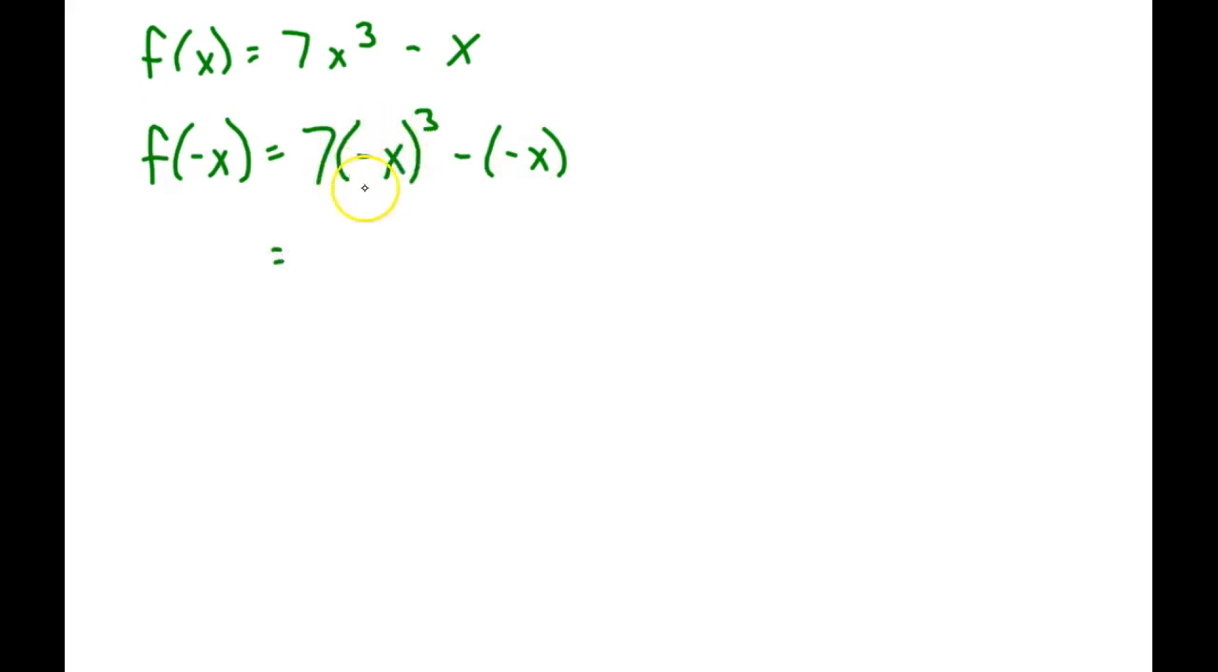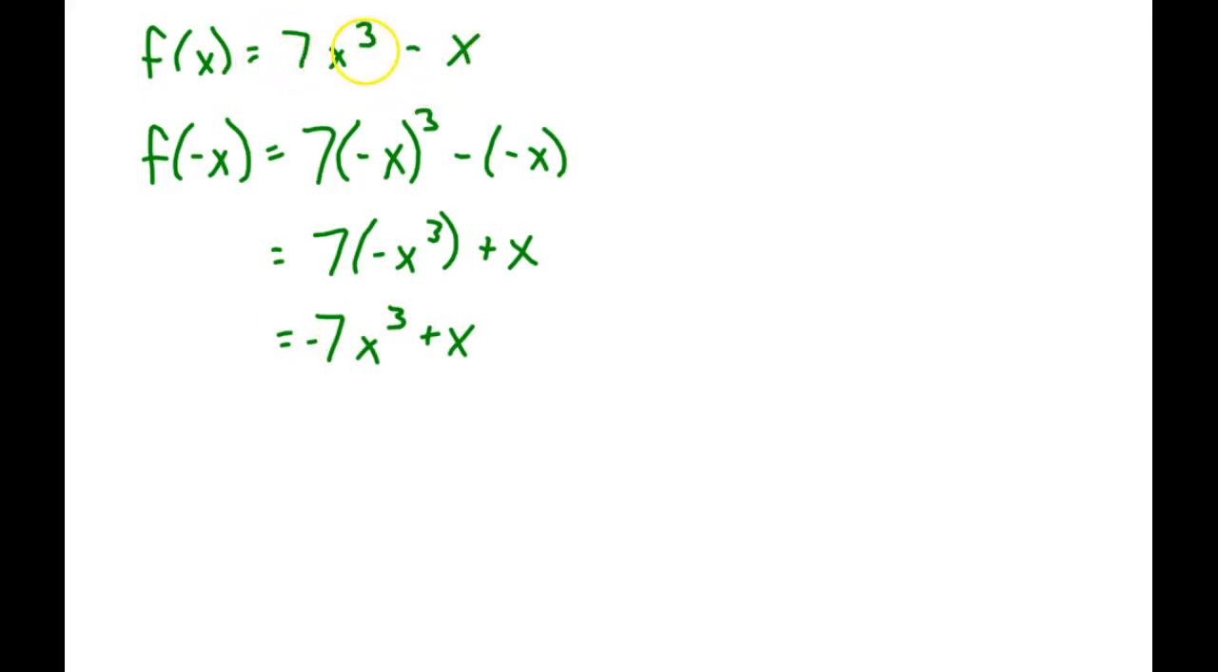Now we have a negative x raised to an odd power, so that is still going to be a negative value. So we have 7 times negative x cubed, and then we're subtracting a negative x. If we're subtracting a negative, that's the same thing as addition. The only thing we can do is bring this negative value out in front, so we end up with negative 7x cubed plus x.